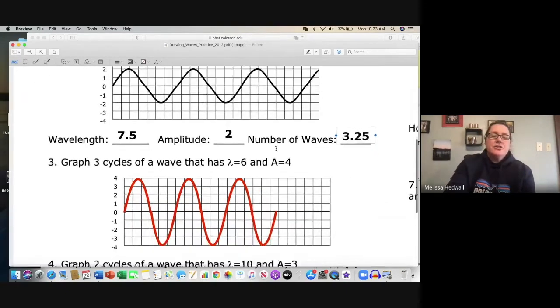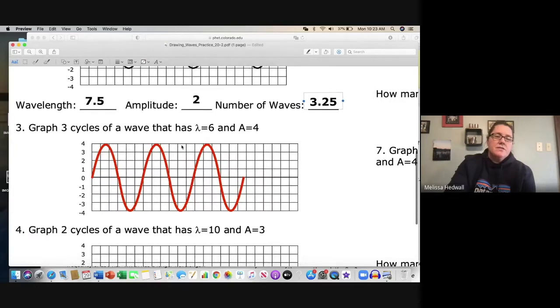Then it asks you to do some drawing on these waves. It says graph 3 cycles of a wave that has a wavelength of 6 and an amplitude of 4. So the wavelength of 6 means that the top half is 3 and the bottom half is 3. So 3 across, to give you your total of 6. Your amplitude is 4, so it's going up to touch the 4 line and down to touch the negative 4 line. And then you have 3 wave cycles and no more than that.